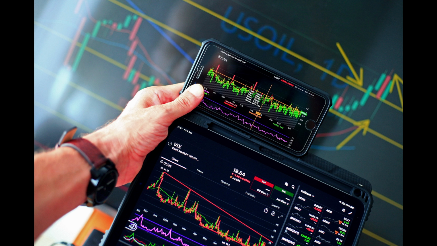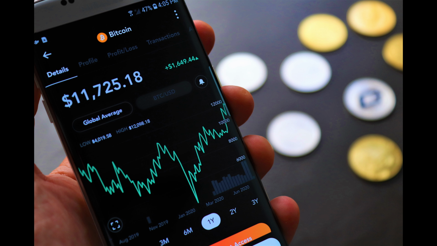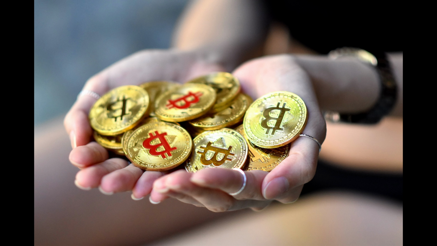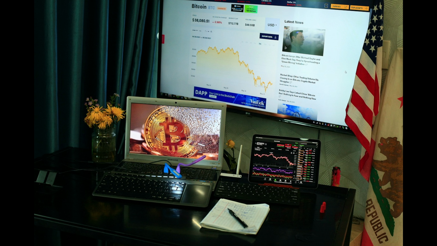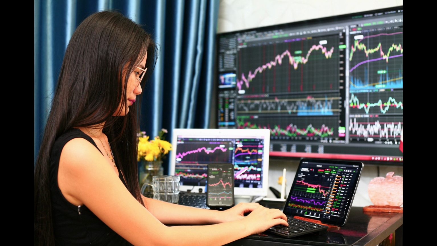Question 5. Should I use leverage in Bitcoin day trading? Answer: leverage allows you to trade with borrowed funds, amplifying potential profits but also increasing risks. While leverage can be enticing, especially for experienced traders, it's generally not recommended for beginners. Leverage magnifies both gains and losses, so it's crucial to have a thorough understanding of its implications before utilizing it.